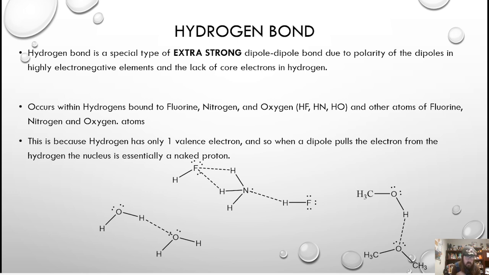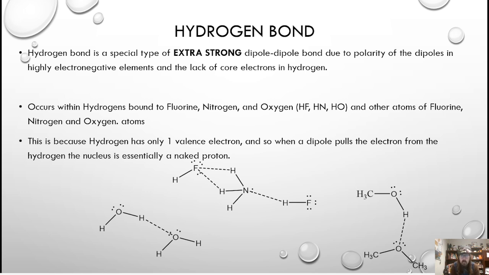And so that's where we get this idea of hydrogen bonding being extra strong, because it's essentially a naked proton, hanging out bare to the world, so it gets an extra strong positive charge. So these bonds need two things present. They need a hydrogen that is bound to one of three atoms. That could be a fluorine, that could be a nitrogen, that could be an oxygen. So an HF bond, an HN bond, or an HO bond.